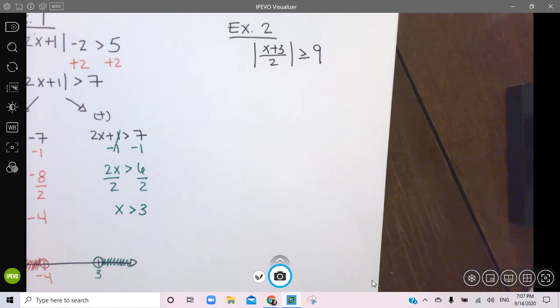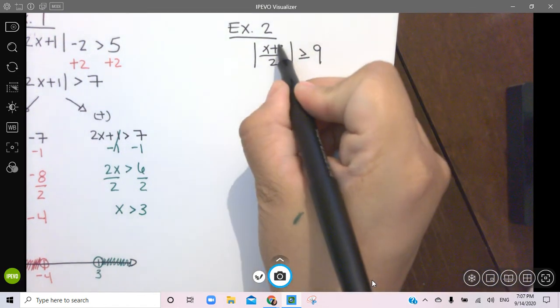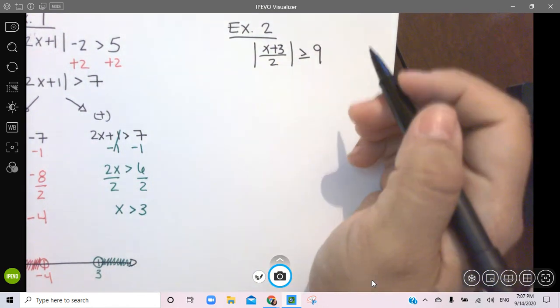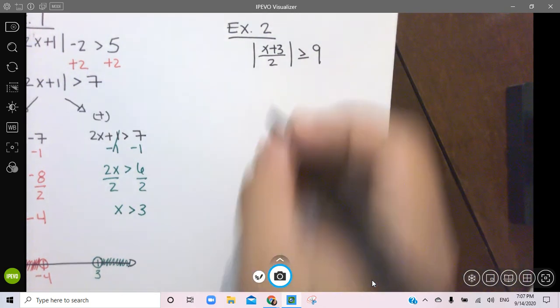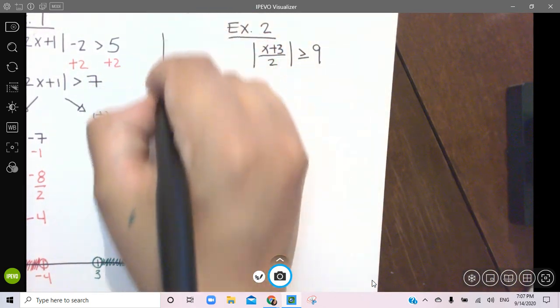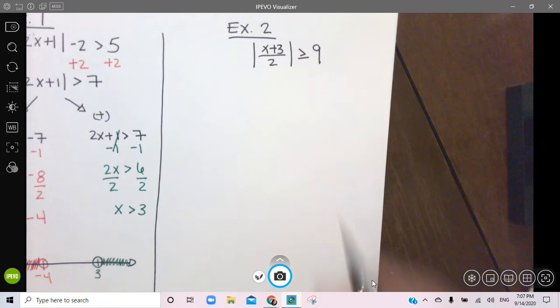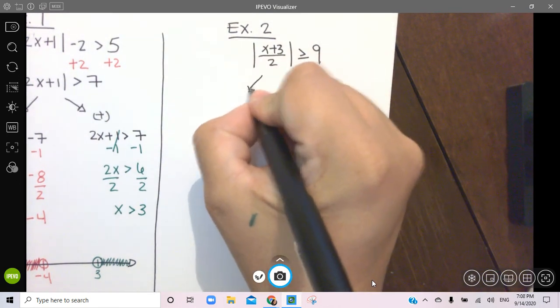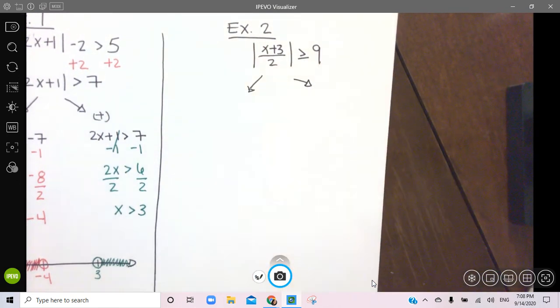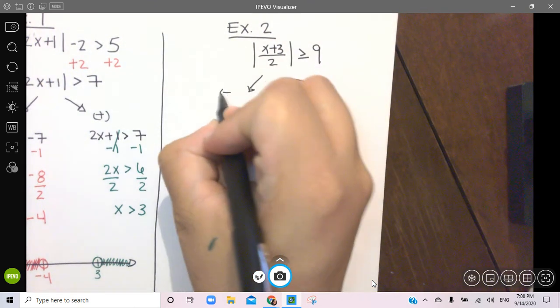Okay, so let's go ahead and go over to the next example. So for here, it's kind of nice because our absolute value is already isolated. I don't need to move anything over. So I'm just going to go ahead and draw a line to separate this a little better. And I'm going to go ahead and split off into my negative and my positive.